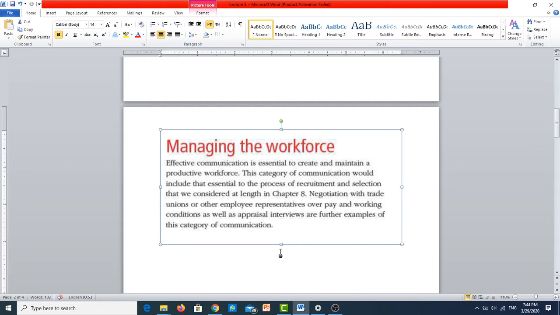So how you will communicate, how the workforce will be managed by these trade unions and other employee representatives. So you have to talk with them properly, that we need this type of person, and this type of person will work with us for a long time.